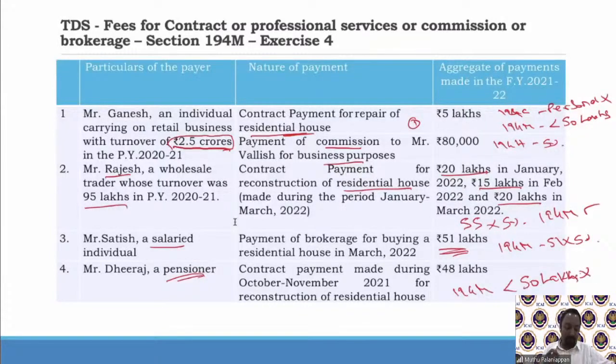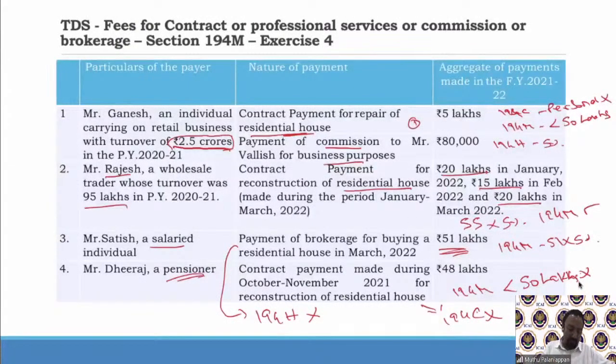For every section, we need to see whether the other portion is also applicable. For example, here 194H is not applicable, and here 194C is not applicable. The first condition you will have to see for 194M is whether the TDS provision will apply under 194C, 194H, 194J. If not, only then we apply 194M. So when we are writing, we first write the applicability of section 194C, H, J. If not, we discuss the provisions of 194M.